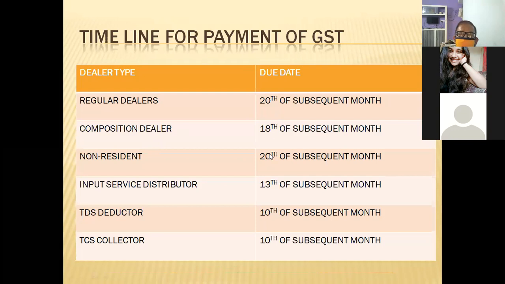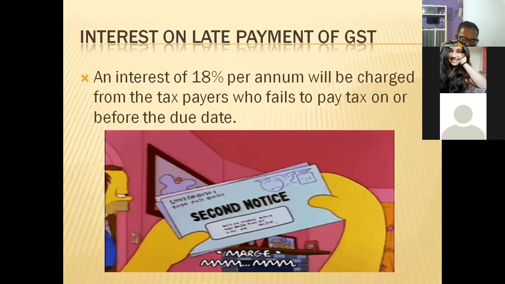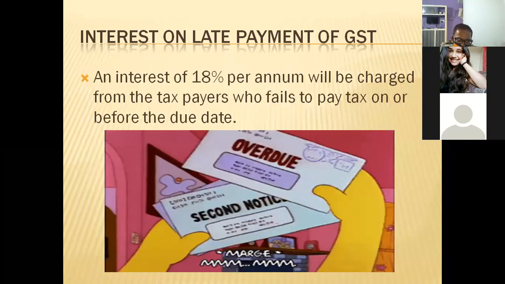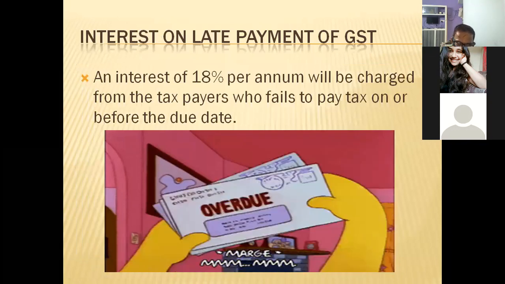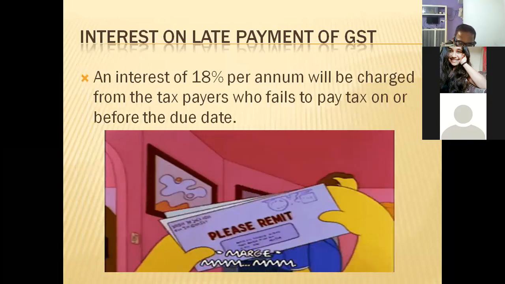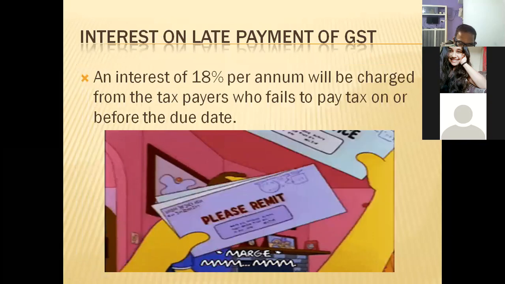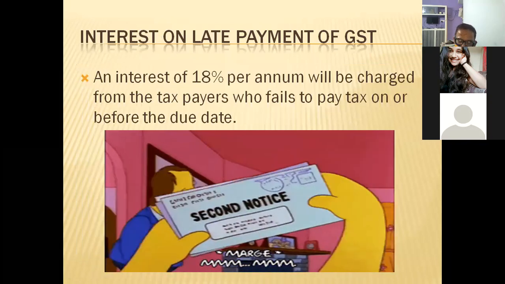20th, 18th, 20th, 13th, 10th, and 10th. The 20th is common for regular and non-resident taxpayers. The 18th is the due date for composition dealers. The 10th is common for TDS and TCS collectors. The 13th is for input service distributor. These are the due dates. If you don't pay before the due date, you have to pay interest of 18% per annum. This is the late payment of GST, where you have to pay interest.